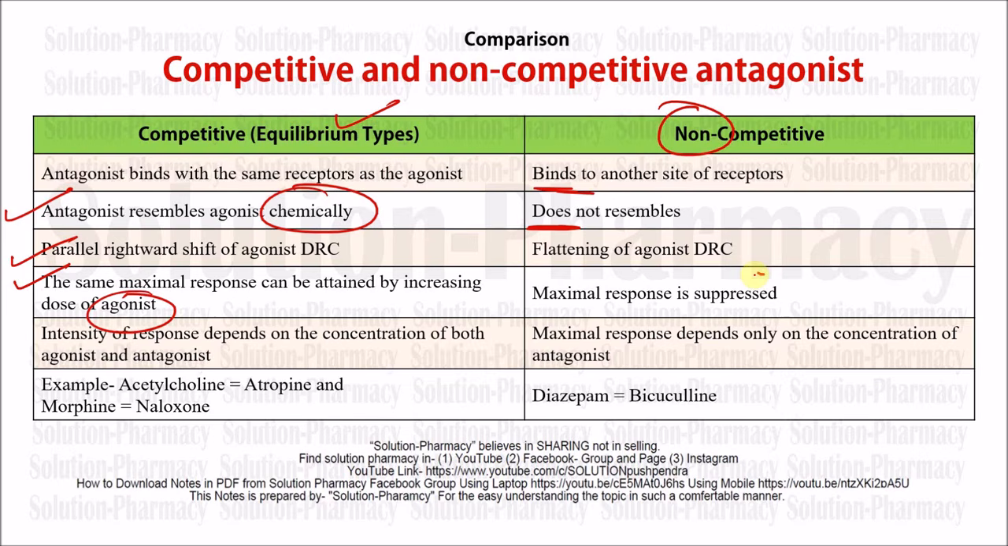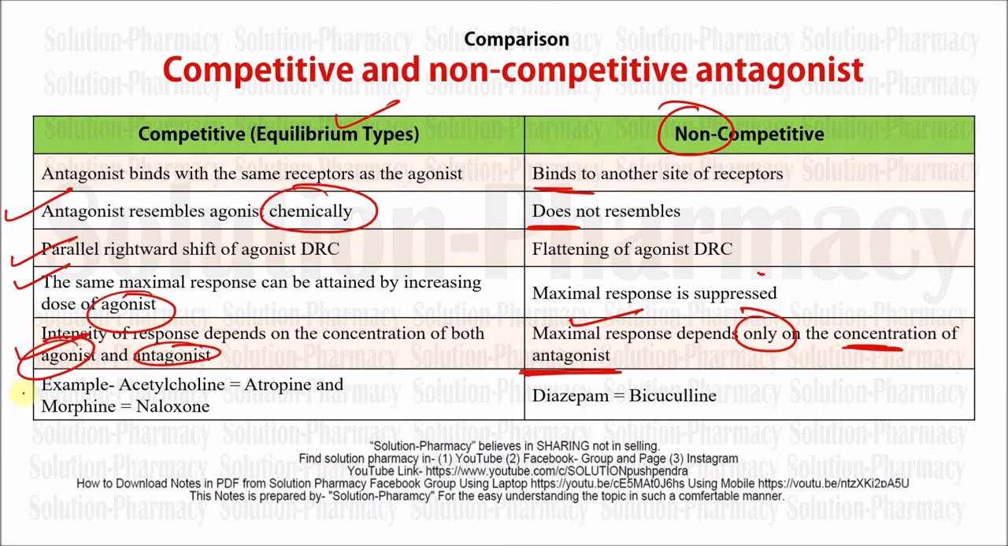We cannot interchange. Next differentiation, intensity of response depends upon the concentration of both agonist and antagonist. As I have explained earlier, the intensity of agonist and antagonist can be nullified by each other if you increase the concentration of one in respect of the other. But in case of non-competitive, maximal response depends only on the concentration of antagonist. There is no value of concentration of agonist at all.